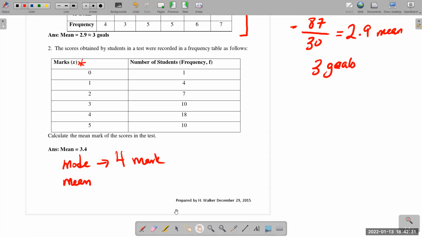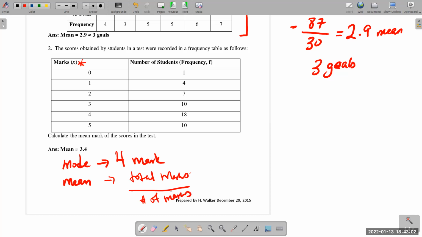Now, let us find the mean. So we need to find the mean mark. So guess what we need to do? Just like what we did before, we need to figure out how much marks each column produces and find the total marks and then divide by everything here. So let's go. We have mean is equal to what? Total marks obtained divided by the number of marks.